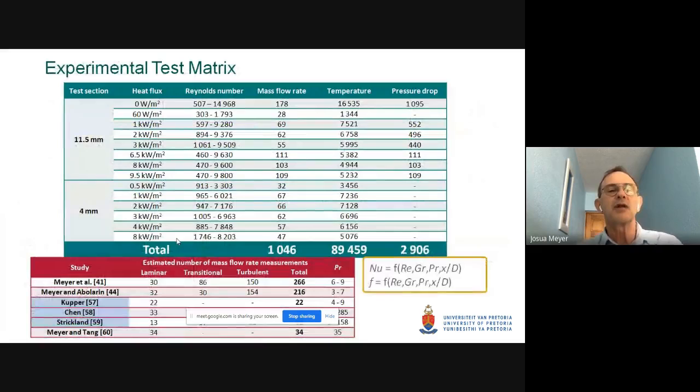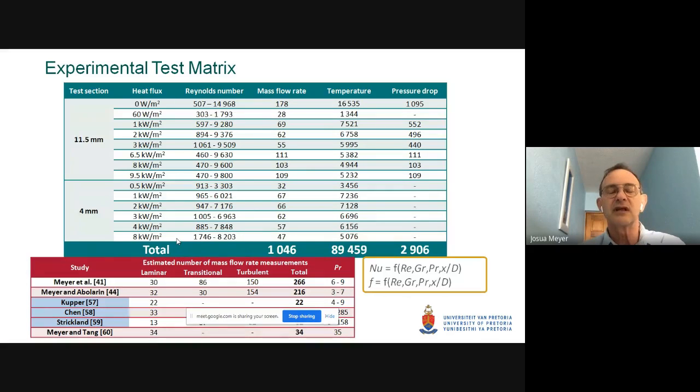This is a summary of our experimental test matrix for the two tubes, the 11.5 and the 4 millimeters, at different heat fluxes, at different Reynolds numbers, and all the mass flow rates that we've tested. In total, we did experiments with more than 1,000 mass flow rates, and we had approximately 90,000 temperature values at different stations.